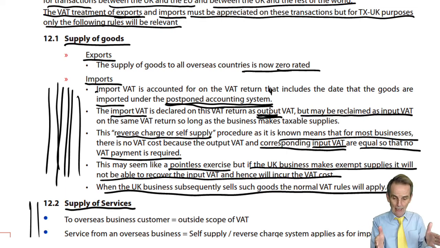We now simply have to record it in the VAT return in which those goods are imported, by which time we've got them in, we then have the output VAT to account for, but now on that same VAT return, we can record the input VAT. We're not going to have to pay anything at all, unless we were to make exempt supplies.